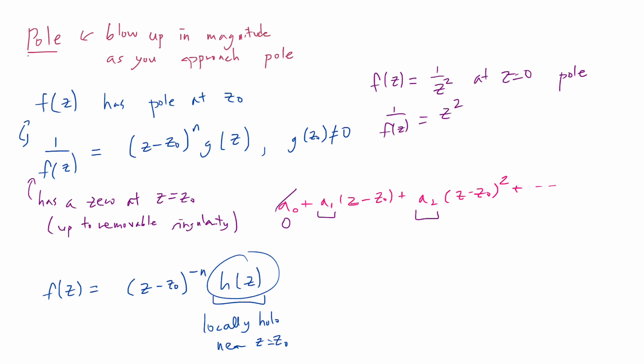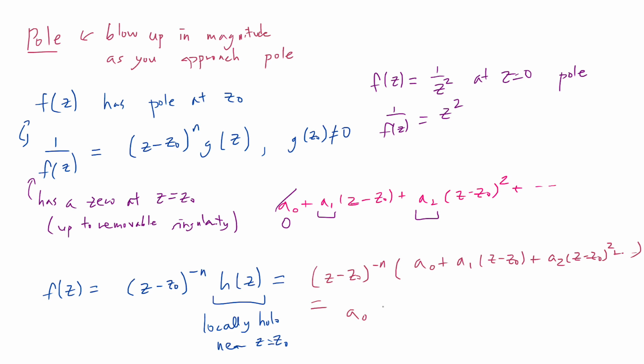And doing now a power series expansion of h of z, we are going to have this is equal to z minus z naught to the minus nth power times a naught plus a1 times z minus z naught, a2 times z minus z naught squared, and continuing on. And this gets you a naught times z minus z naught to the minus nth power, a1 times z minus z naught to the minus n plus 1 power, and so on. So we get this power series expansion where we start with some negative power, and then you start going up, rather than starting at the zeroth power. And this is really what happens near a pole. So again, this is called the Laurent series.